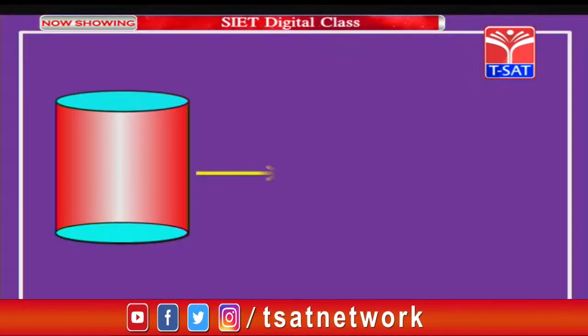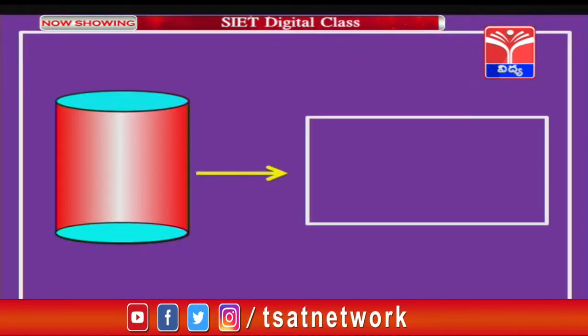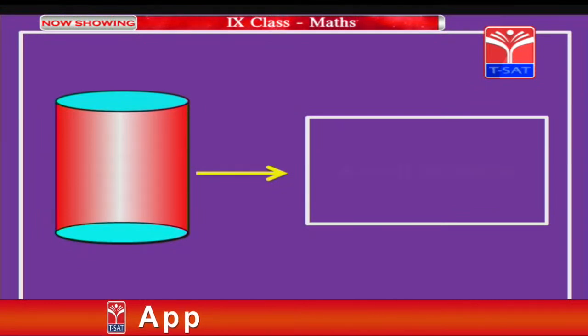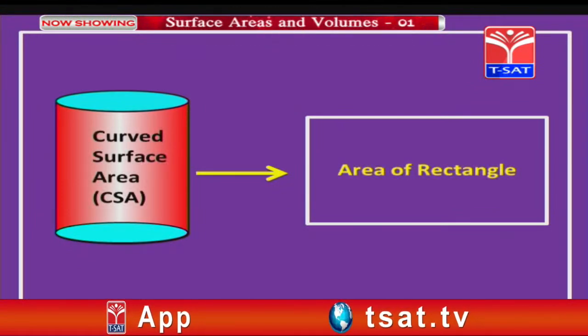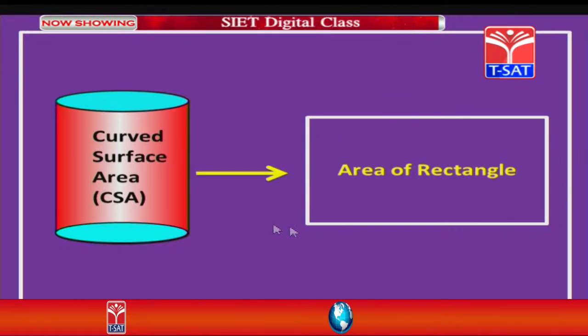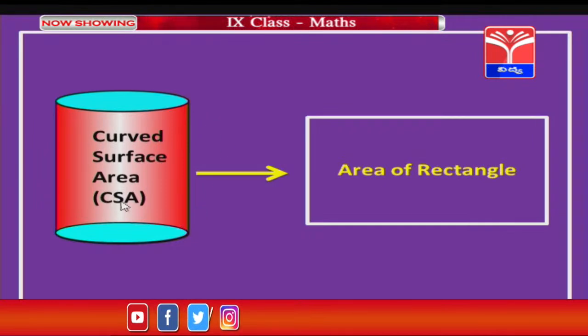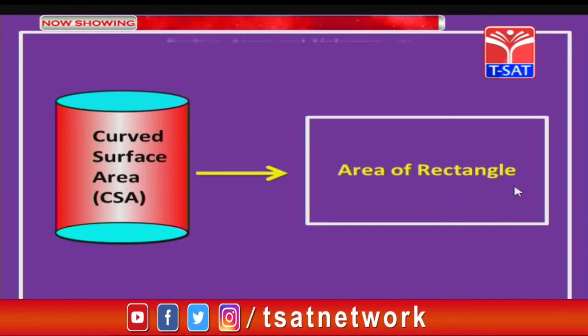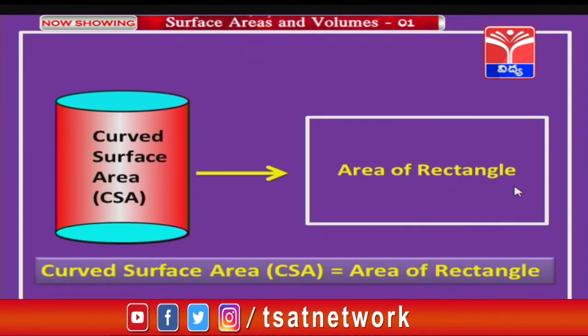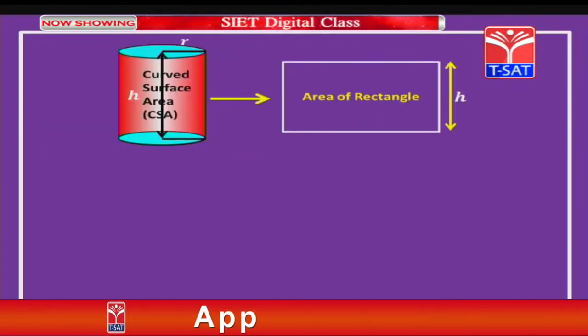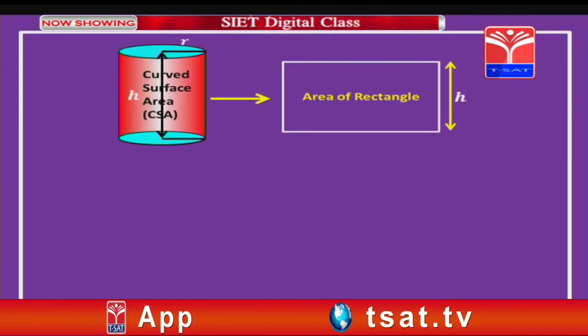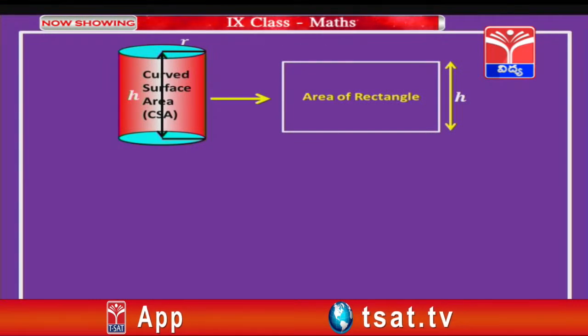So, that is what we are going to see in the same presentation, children. We are cutting a cylinder, and when you cut the cylinder, what is happening? You are getting a rectangle. So, the curved surface area of the cylinder and this area of the rectangle both are equal. Now, let us find out the formula to find the curved surface area of a cylinder.